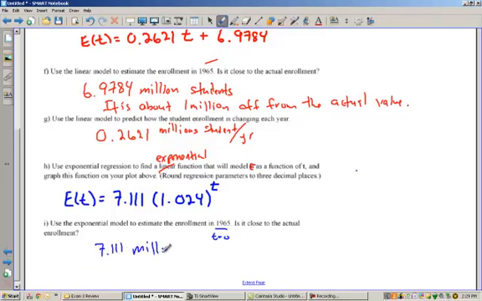Again, is this close to the actual value? It's more than a million off from the actual value if you look back at the table, which was 5.921 million students. So is it close? Is it not close? Again, it depends upon the context you're using this model in and what you're going to do with it.